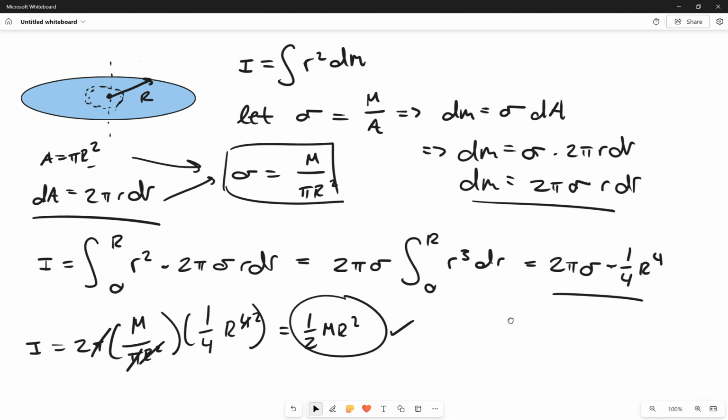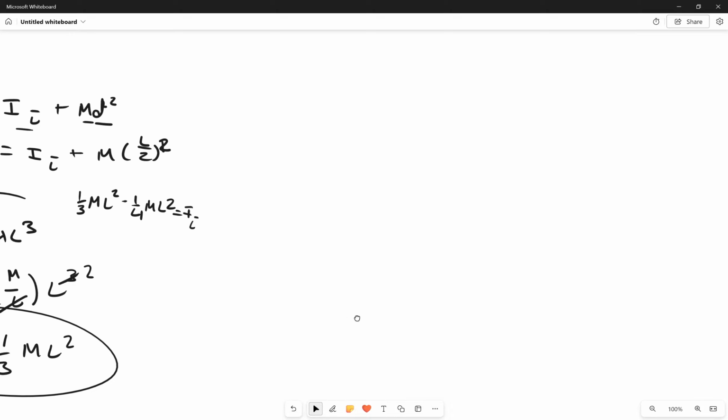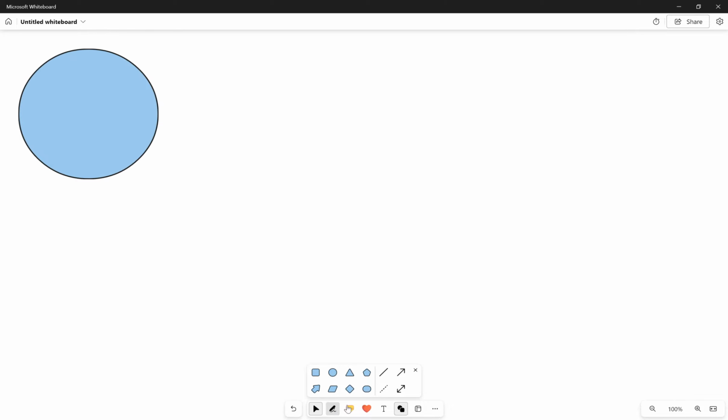The last example I want to do is of a uniform sphere rotating about an axis through its diameter. So I'm going to add another shape and try to make it as circular as I can. Let me draw some lines through it. So this is showing that this is a sphere, right? We'll say that the center of mass is right in the center of that sphere. Let's say it has a radius again of big R.